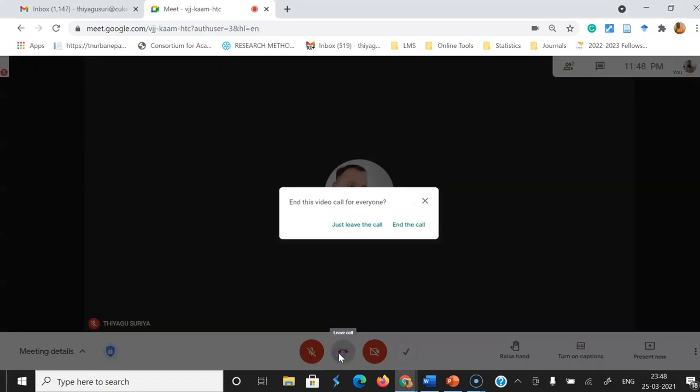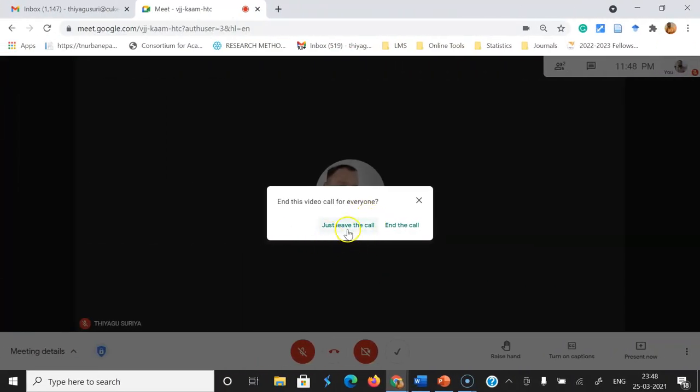Previously, we only had the leave the call option. Generally, once you click the leave option, the host will leave the meeting, but the meeting will continue. It means those already joined with the meeting are still connected, and they may discuss with each other even if the host is not there.